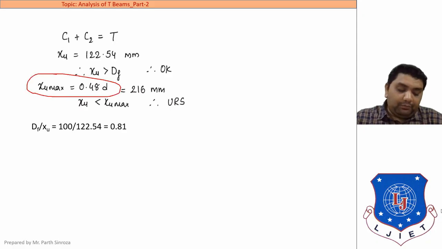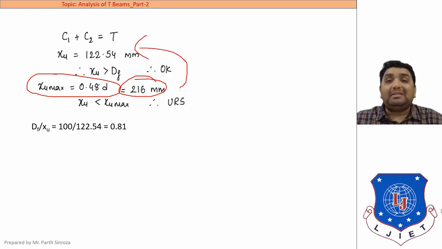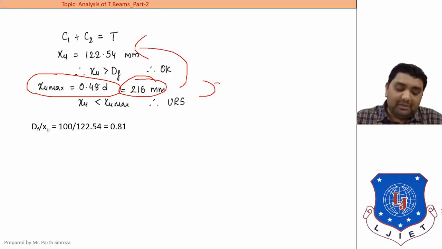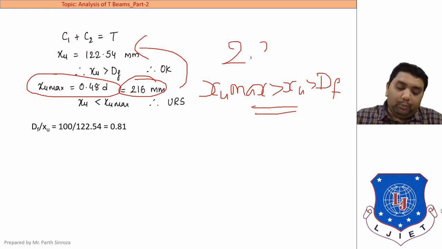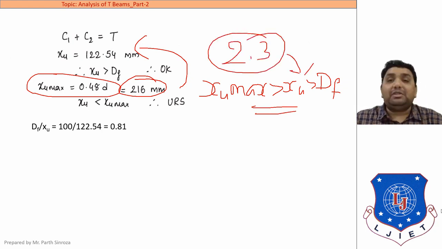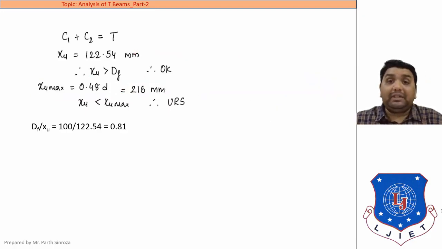Now we need to find XU max. As it is given Fe415 steel, XU max will be 0.48 D, which comes out to be 216. Here we can also compare that XU max is greater than DF. So the whole relation is satisfied, that is XU max greater than XU greater than DF. To apply our equation 2.3, this whole relation is to be satisfied. What if it is not satisfied? We will see in the further lectures.